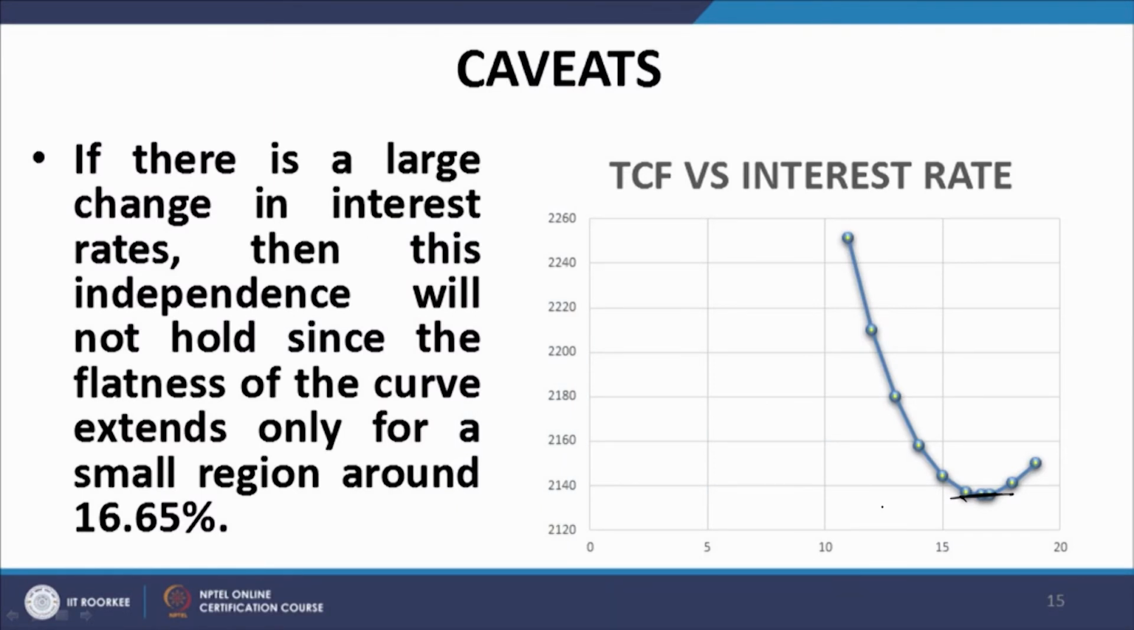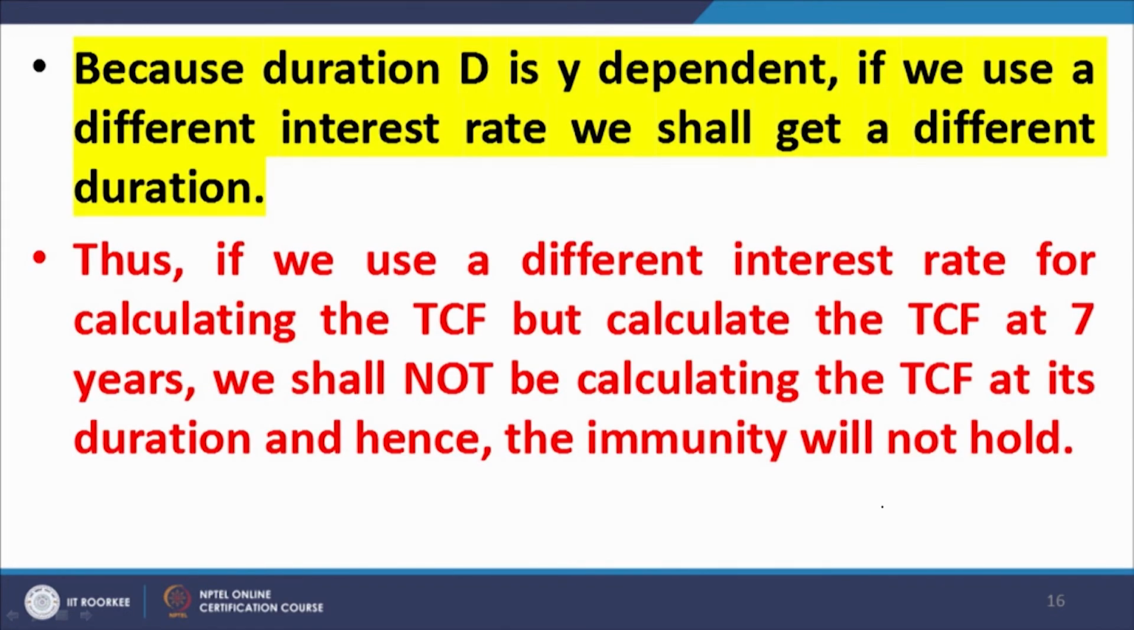So, if there is a large change in interest rates, then this independence will not hold, since the flatness of the curve extends only for small regions around 16.65%, as you can see in the right hand panel figure as well. Because duration D is y dependent, if we use different interest rates, we shall get a different duration. This is very important: duration is y dependent. So, if you have a different YTM, you naturally get a different duration. Thus, if we use a different interest rate for calculating the total cash flow, but calculate the total cash flow at 7 years, we are not calculating the TCF at its duration, and hence the immunity will not hold.